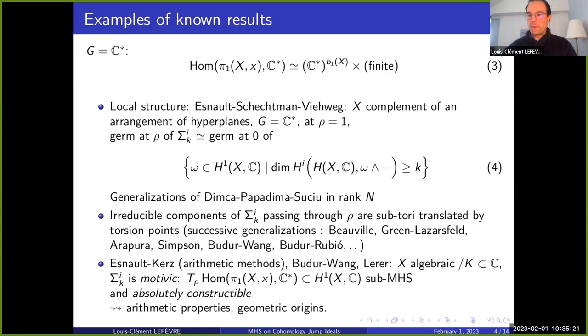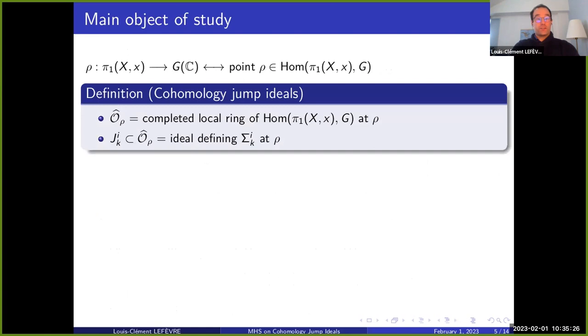The main object that we study is this: we take a fixed representation rho of the fundamental group, and we think of it as a point of the moduli space of representations, a point defined over C of this scheme. We denote by O hat of rho the completion of the local ring of the moduli space of representations at rho. So this is a complete Noetherian local ring. And inside of this there's an ideal that corresponds to the closed subscheme of the jump loci at rho. This is an ideal in a complete local ring, and this is what I name the cohomology jump ideals.